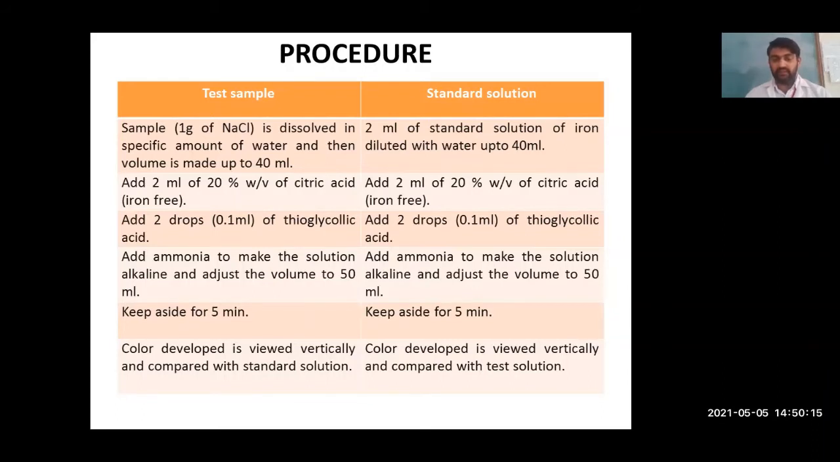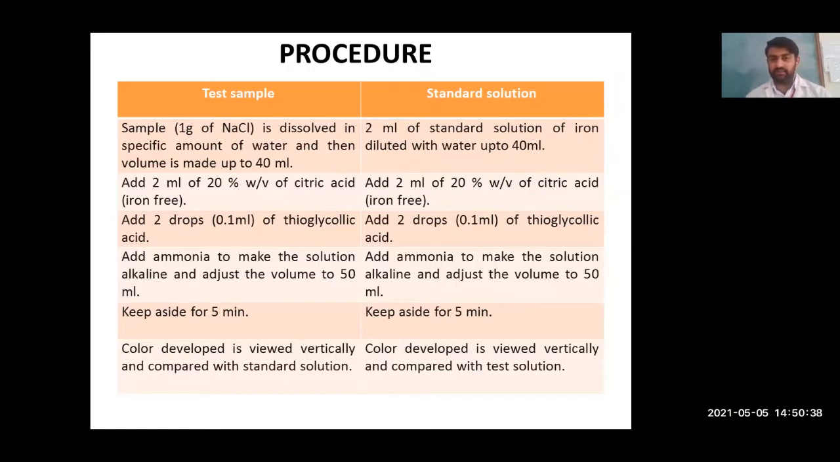And after the addition of thioglycolic acid, we need to make the solution alkaline. For this, you have to add sufficient ammonia to make the solution just alkaline to the litmus or the pH paper. Adjust the volume up to 50 ml. If you are using 100 ml, you can adjust accordingly and keep it aside for 5 minutes.